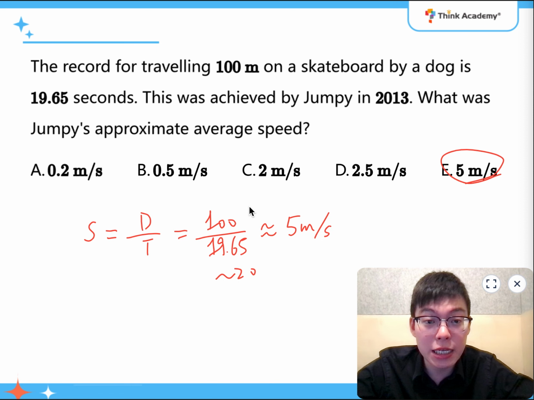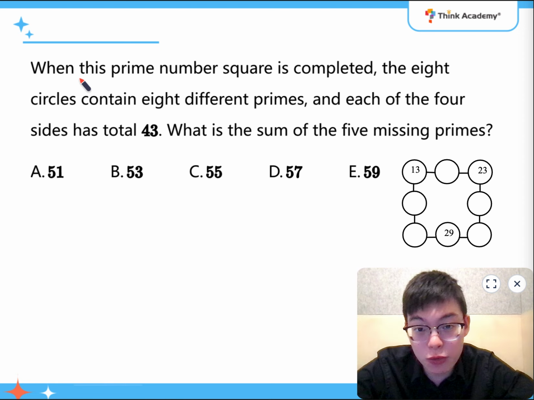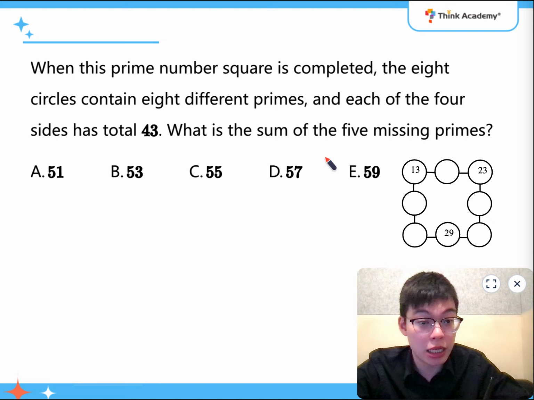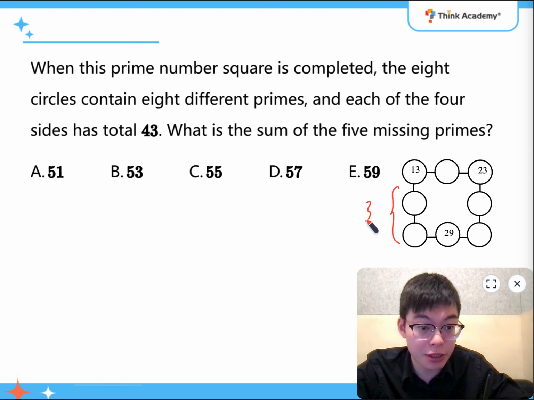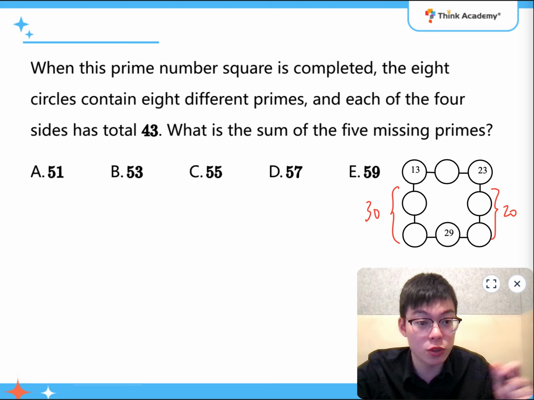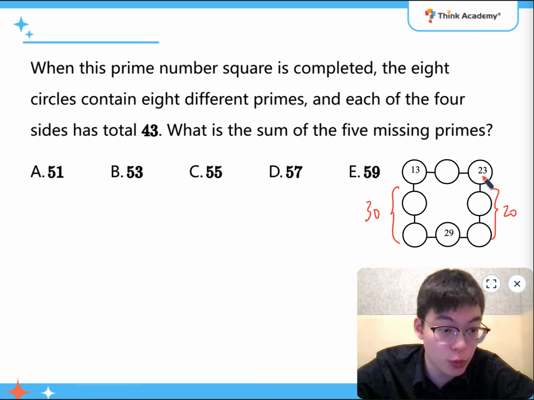Alright then, let's take a look at the 6th question. It tells us in the question that when this prime number square is completed, the 8 circles contain 8 different primes, and each of the 4 sides has a total of 43. So, we know that these two numbers are going to add up to 30. These two numbers are going to add up to 20, because the sum in these two columns has to be 43, right? So 43 subtracting 13 and 23 gives us 30 and 20 respectively.